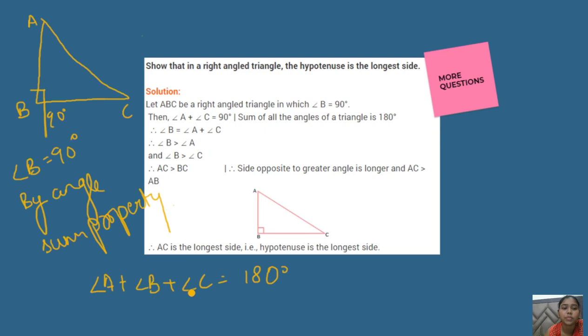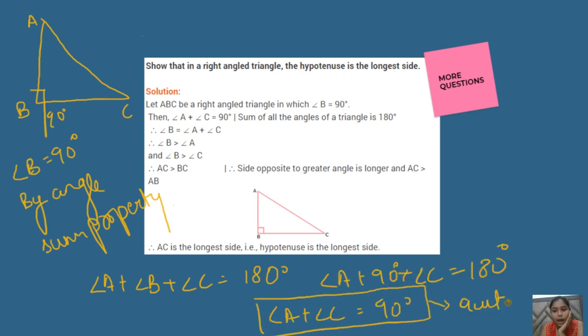So basically angle A plus angle C is equal to 90 degrees. It means angle A and angle C are each less than 90 degrees, because their sum is equal to 90 degrees. It means that they are acute angles.